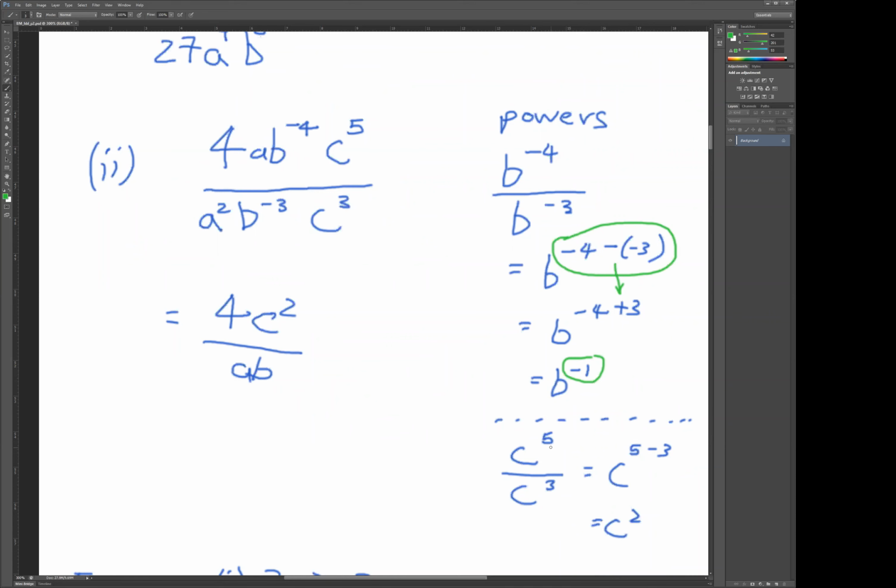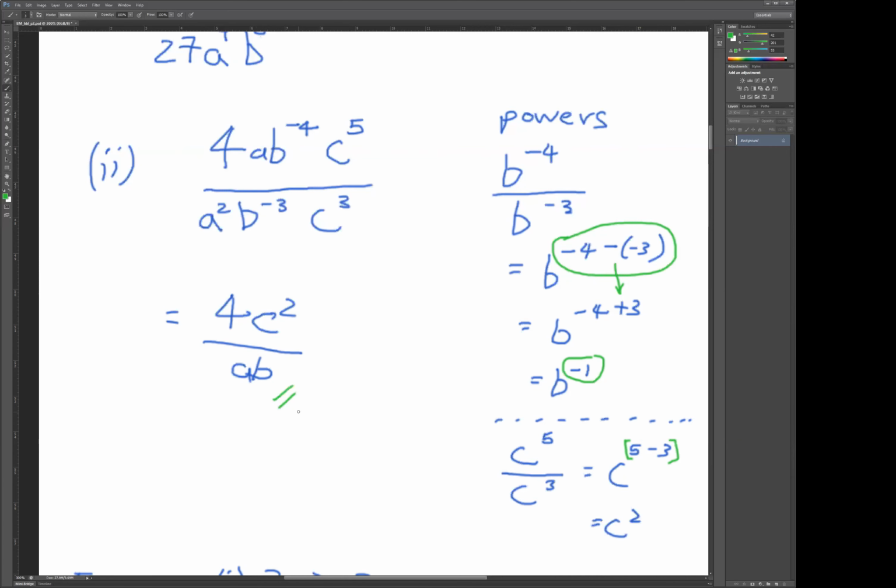Same thing for c to the power of 5 divided by c to the power of 3. You bring the powers up, you have c to the power of 5 minus 3. Simplify further, you get c to the power of 2. So let's put them back in. So you have 4c to the power of 2 divided by ab. Everyone okay with this?